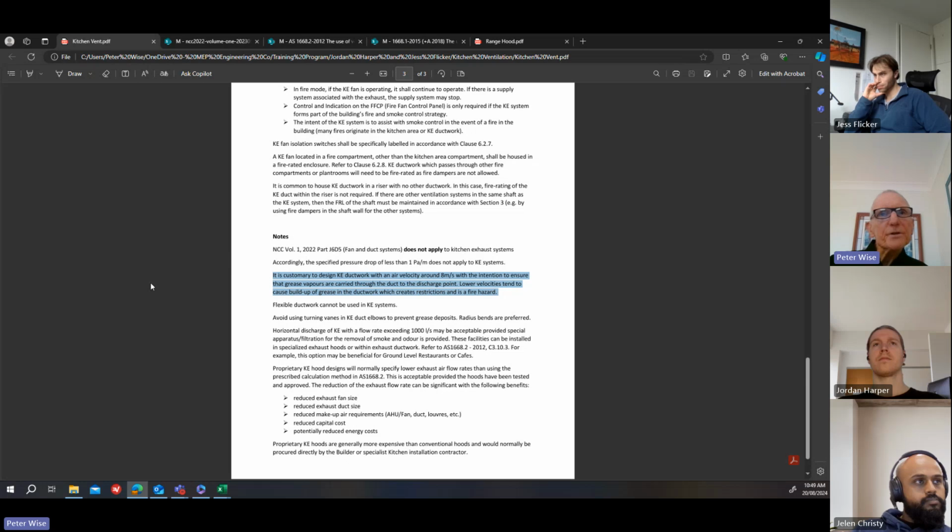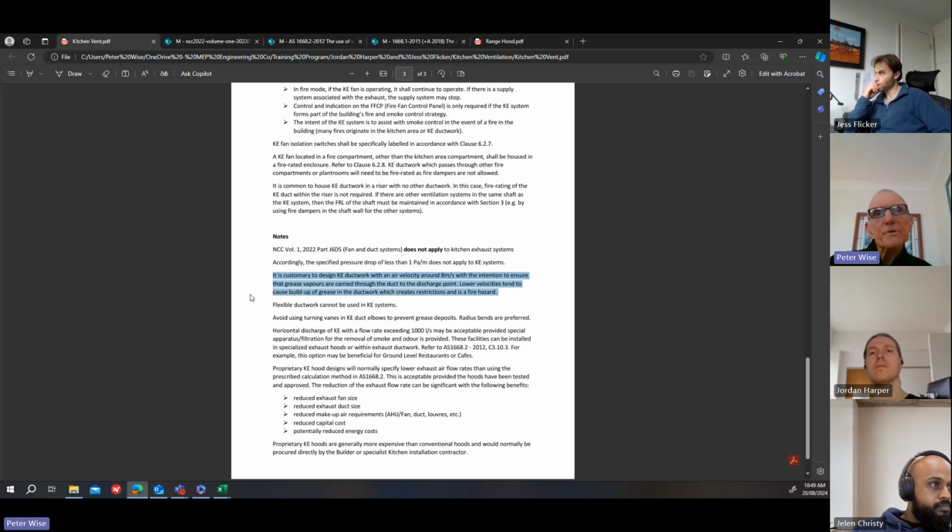It's customary to design kitchen exhaust ductwork with an air velocity around 8 metres a second, with the intention to ensure that grease vapours are carried through the duct to the discharge point. If you have low velocity systems, the grease is going to drop out of the air and start to build up inside the ductwork. So higher velocities will carry it away. Firstly, you've got grease filters. They should be taking the majority of it, but some grease will get through, and we want to make sure that we take it out and it doesn't build up in the ductwork.